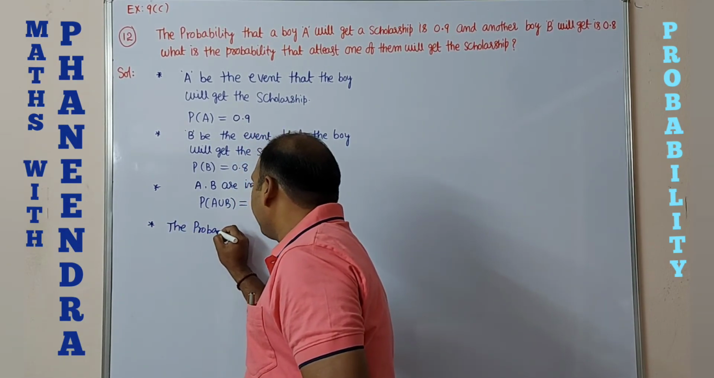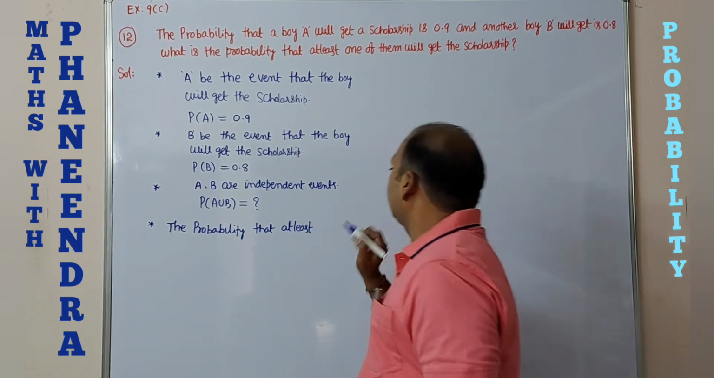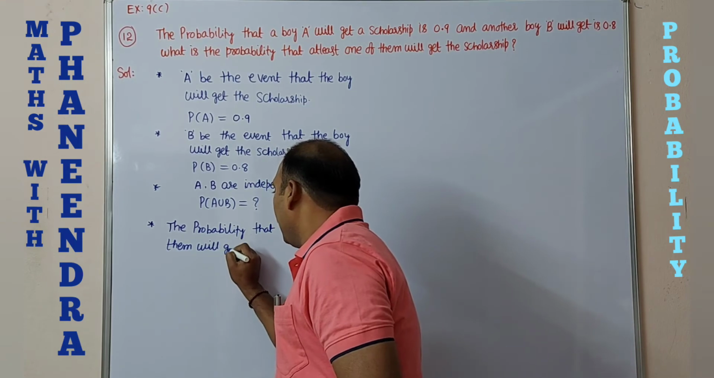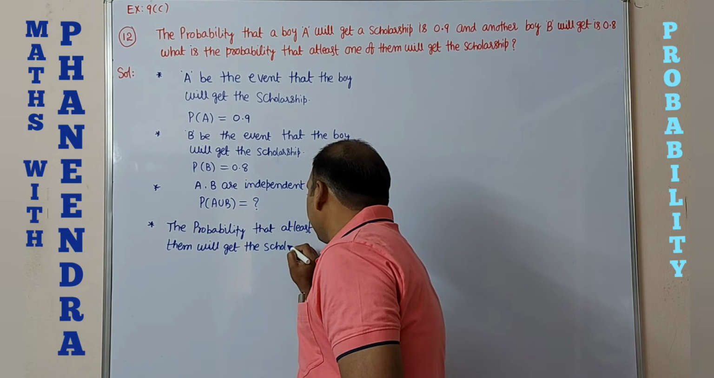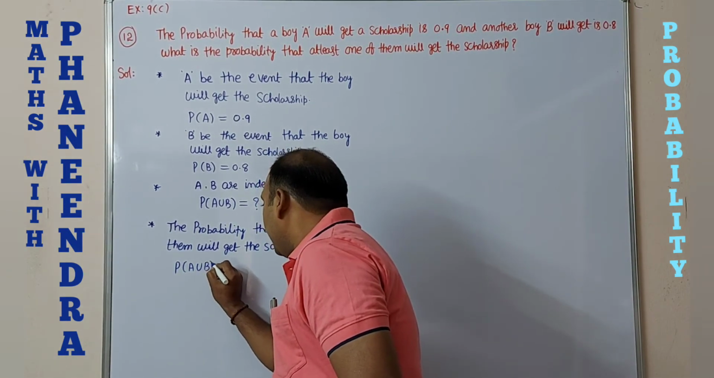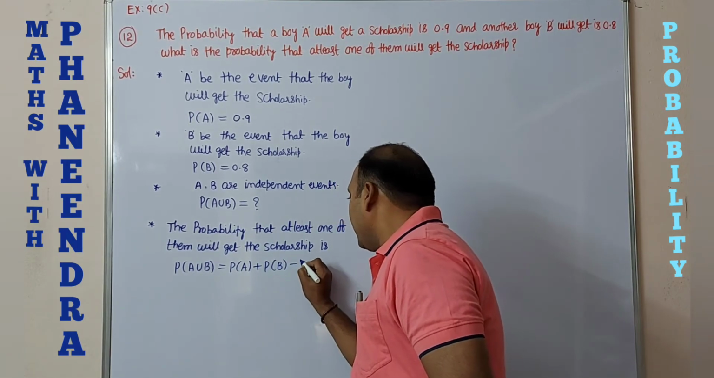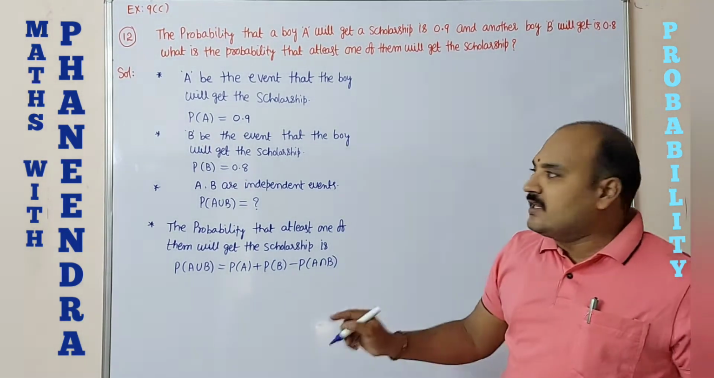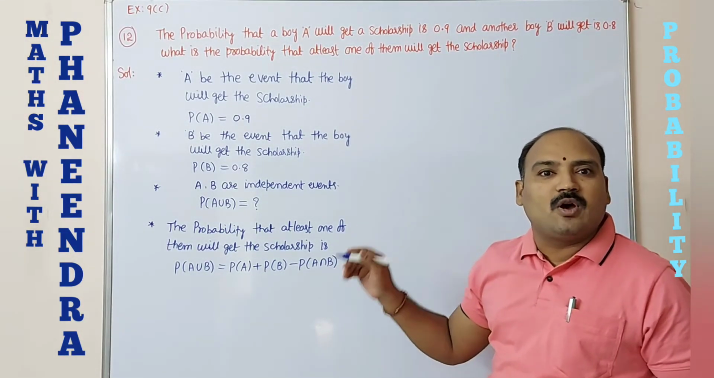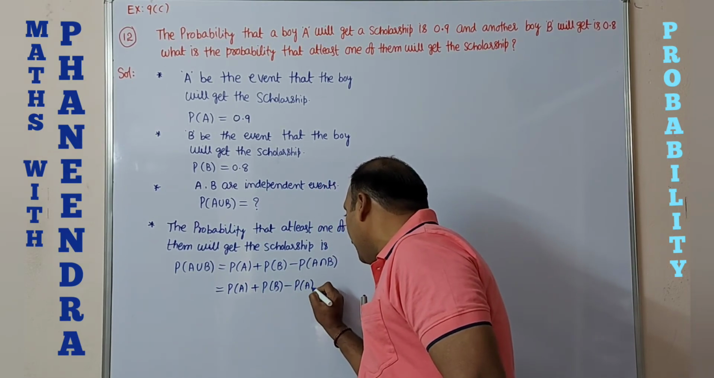The probability that at least one of them will get the scholarship is P of A union B. By using the addition theorem on probability, P of A union B we can write as P of A plus P of B minus P of A intersection B. Since the persons are independent, whenever the events are independent, P of A intersection B can be written as P of A into P of B. So it is P of A plus P of B minus P of A into P of B.